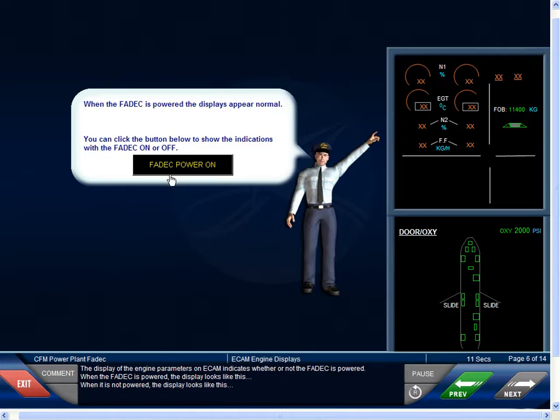The display of the engine parameters on the ECAM indicates whether or not the FADEC is powered. When the FADEC is powered, the display looks like this. When it is not powered, the display looks like this.